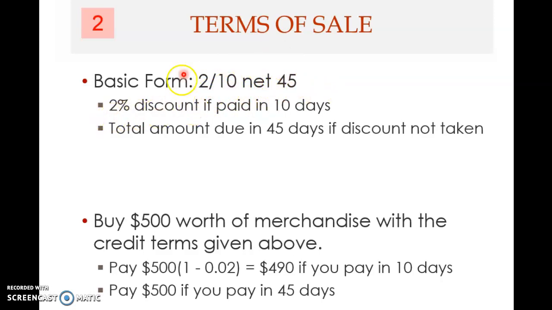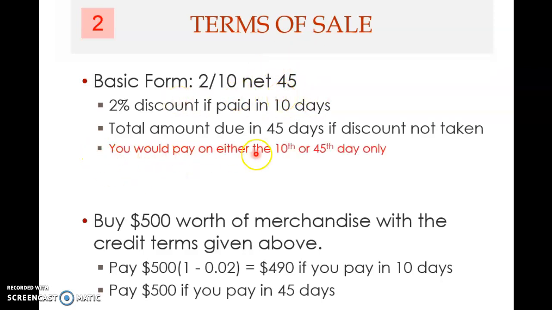It means 2% discount. This 2 refers to cash discount, 2% discount, if the amount is paid in 10 days. That means the customer pays within 10 days. This 10 here is the cash discount period. So this 2 is the cash discount, and this is the cash discount period. Now what is net 45? This refers to the total amount due in 45 days if this discount is not taken. So if you don't take the discount, you must pay the full amount on the 45th day. Okay, so that is what this basic form means.